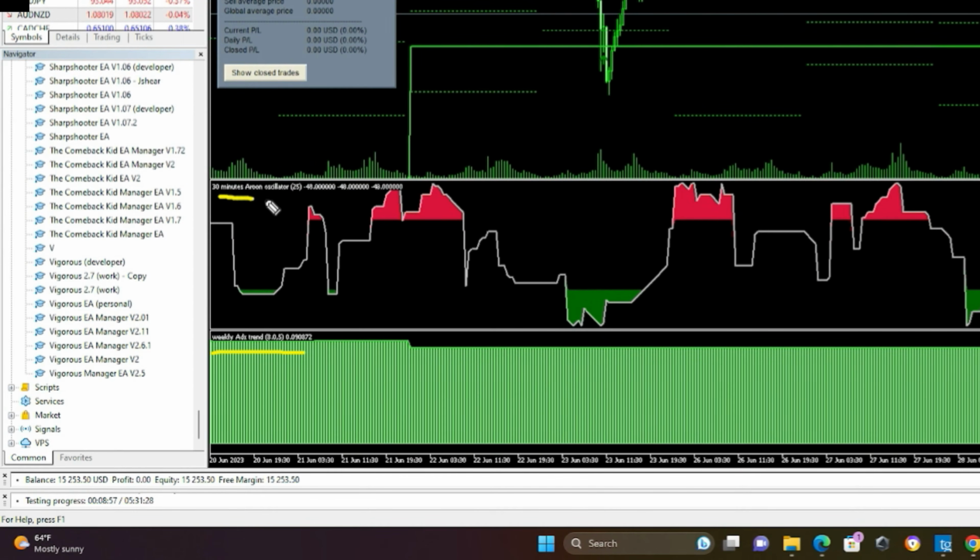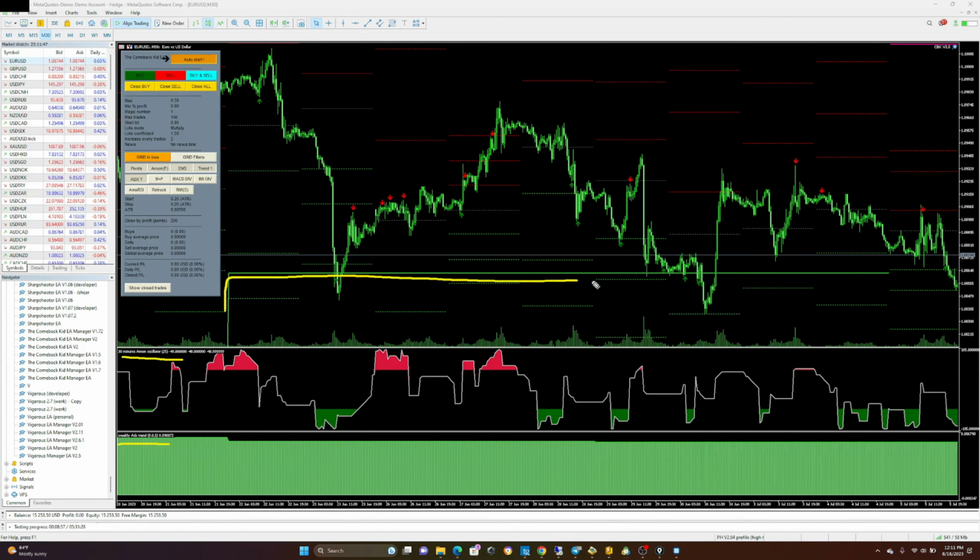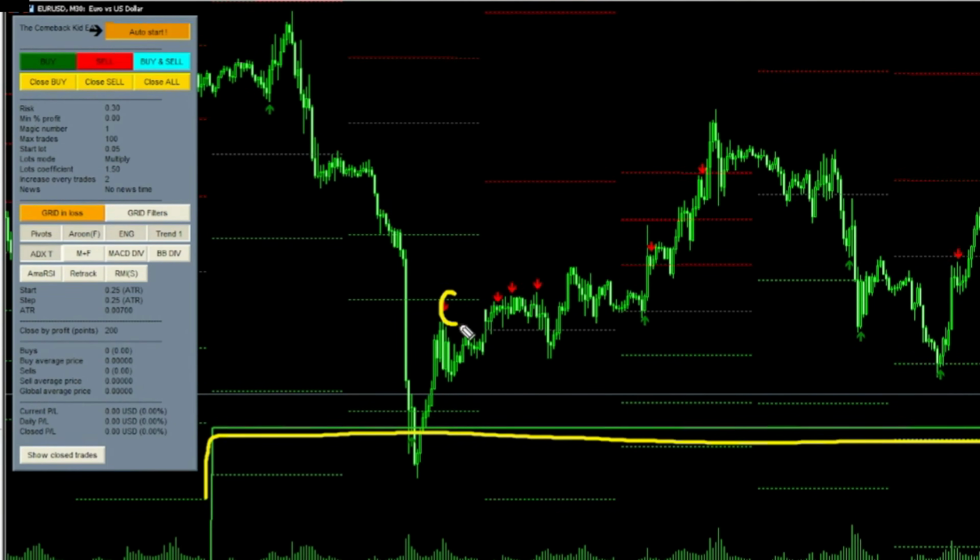The Comeback Kid uses 5 main indicators for its trading strategy. You see the ADX right here, the Avron oscillator, the super trend, which is this line right here, and the E&G candles, which is the arrows that you see. These are candle formations. This is an indicator of my own design, and it shows you when there's inside candles, reversal candles, and so on and so forth.